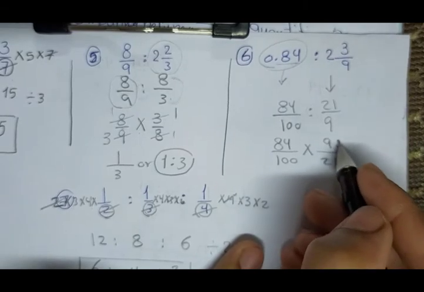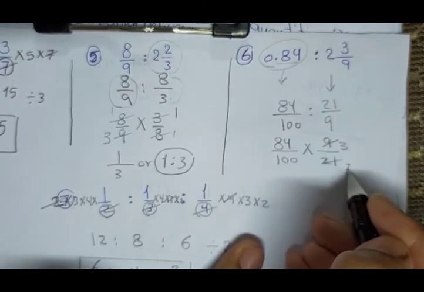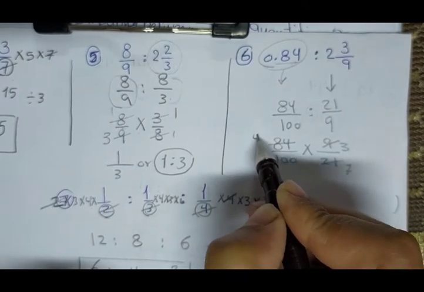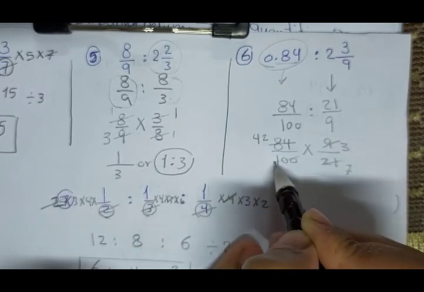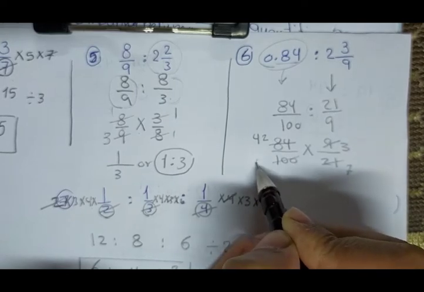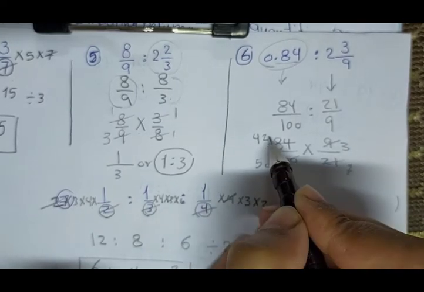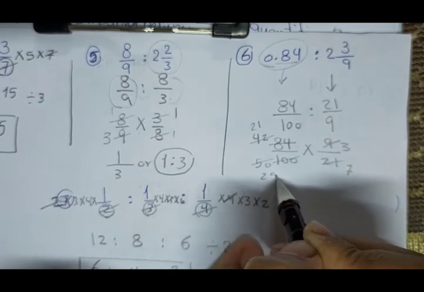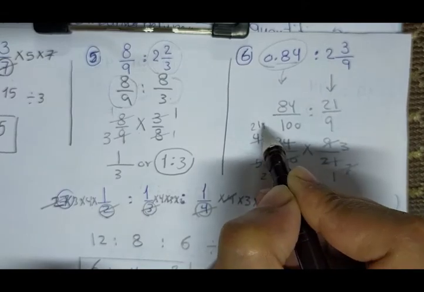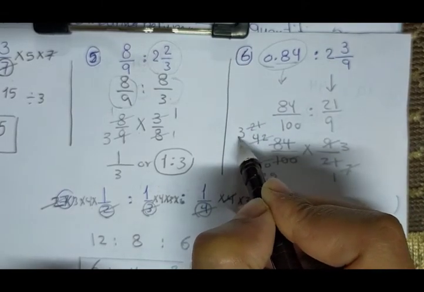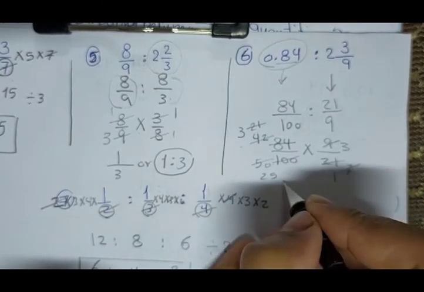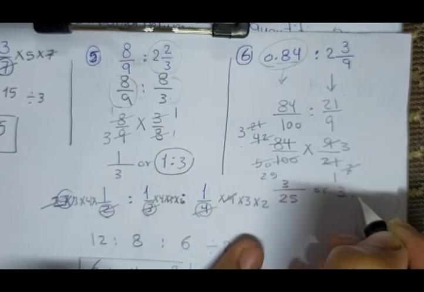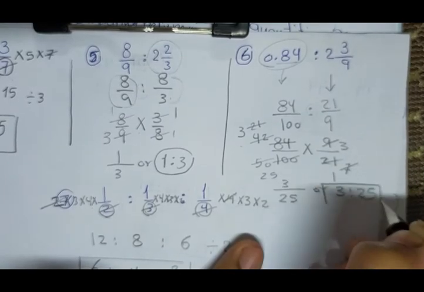Then simplify. Divide by 3, 7. Divide by 2, 42. Divide by 2, 50. Divide by 2 again, 21. Divide by 2, 25. Divide by 7, 1. Divide by 7, 3. 3 times 3, 3 over 25, or 3 to 25, is the simplest form.